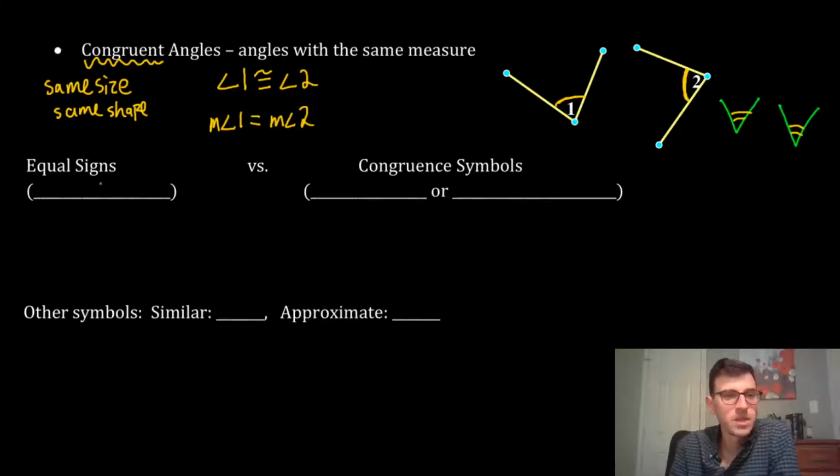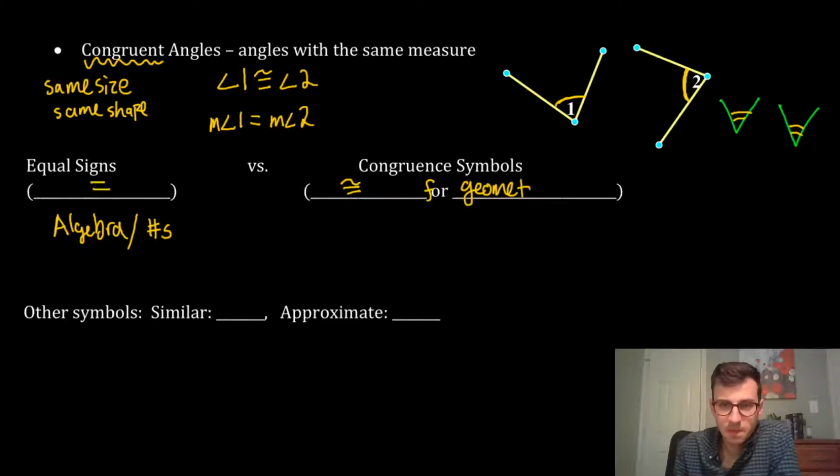Okay, so equal signs, usually we see them in algebra, right? And they're used for numbers. Versus congruent symbols. Congruent symbols are used for geometric objects.